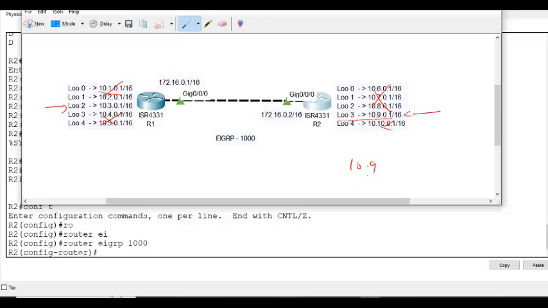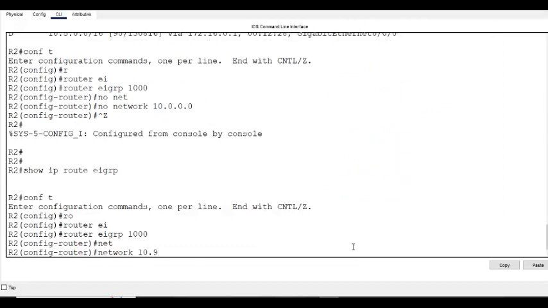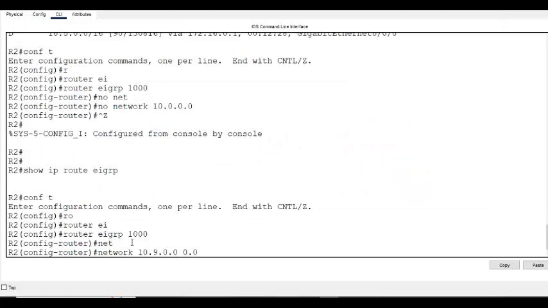So I need to say network 10.9.0.0. If you hit enter like this, it is useless. It will not take 16, it will take 10.0.0.0 only. So you should use a wildcard mask. This is what is called a wildcard mask. It says that wherever I have zero, those octets must definitely match. So only one interface will match that address, which is this loopback 3.